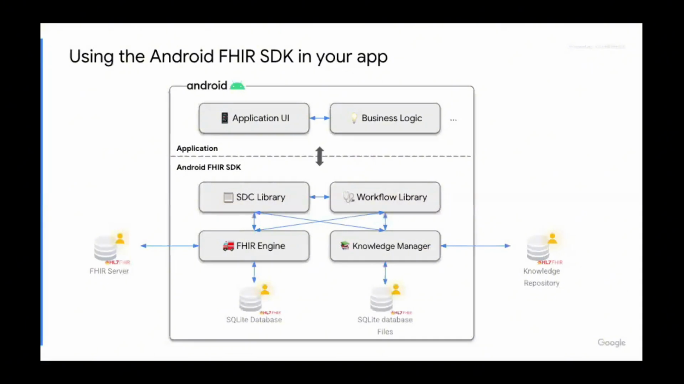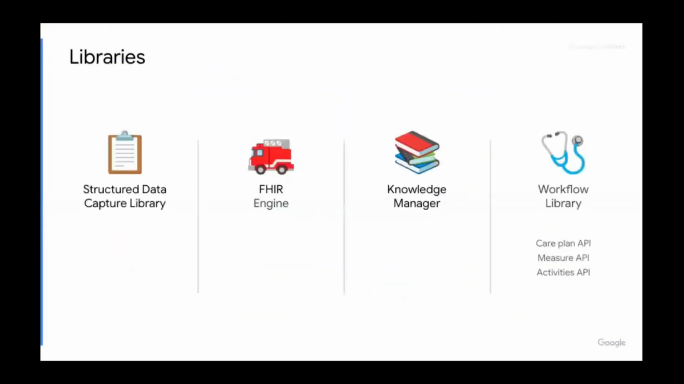So the Android FHIR SDK is made up of these four different libraries. You have the structured data capture library, as I mentioned, which is about working with those forms and being able to generate UIs very quickly. The FHIR engine promotes syncing of data, offline storage, and then a set of data access APIs for working with that data. So kind of CRUD capabilities as well as on-device searching.